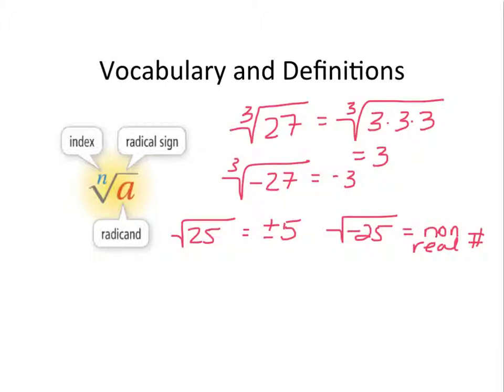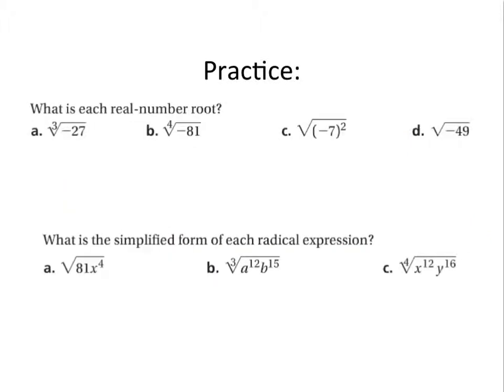So let's take a look at some examples. What is each real number root? Go ahead and give them a try, and then I'll run through them for you. Okay, hope you paused it. If you didn't, pause it now. We just did this one: cube root of negative 27, negative 3. Fourth root of negative 81. Well, 4 is even, so this root is not a real number, because we can't have a negative under an even root.